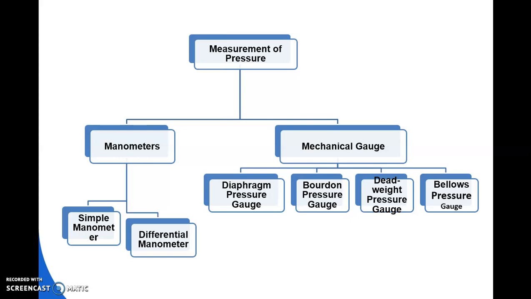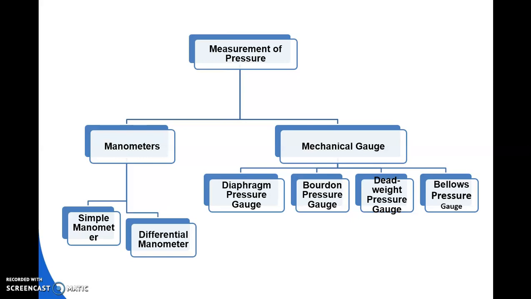Let's come to how to measure the pressure. There are two types of devices. One is the manometer, another is the mechanical gauge. The manometer is divided further into simple manometer and differential manometer. Simple manometer is again divided into piezometer, U-tube manometer and single column manometer.